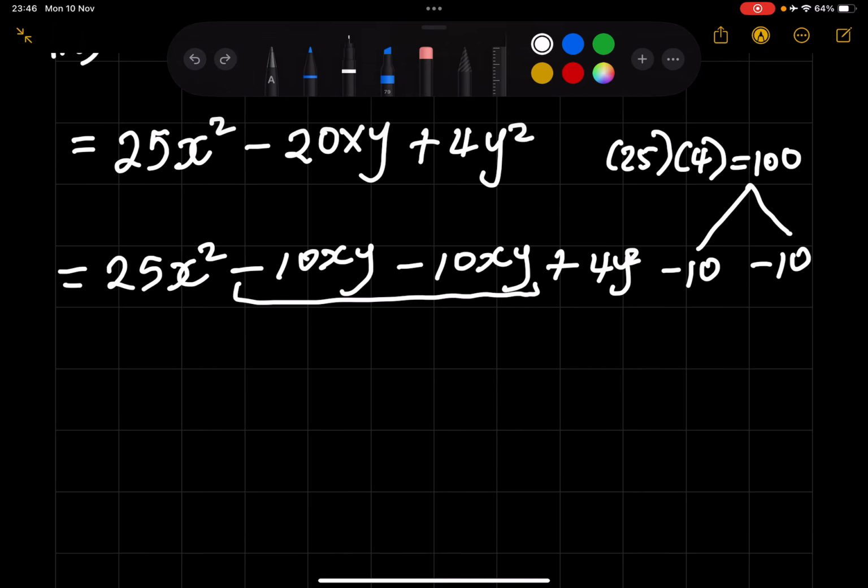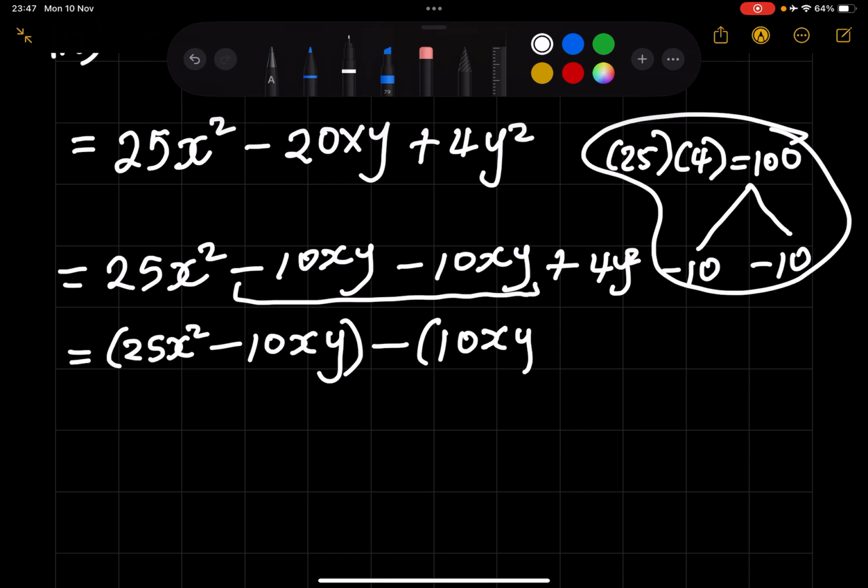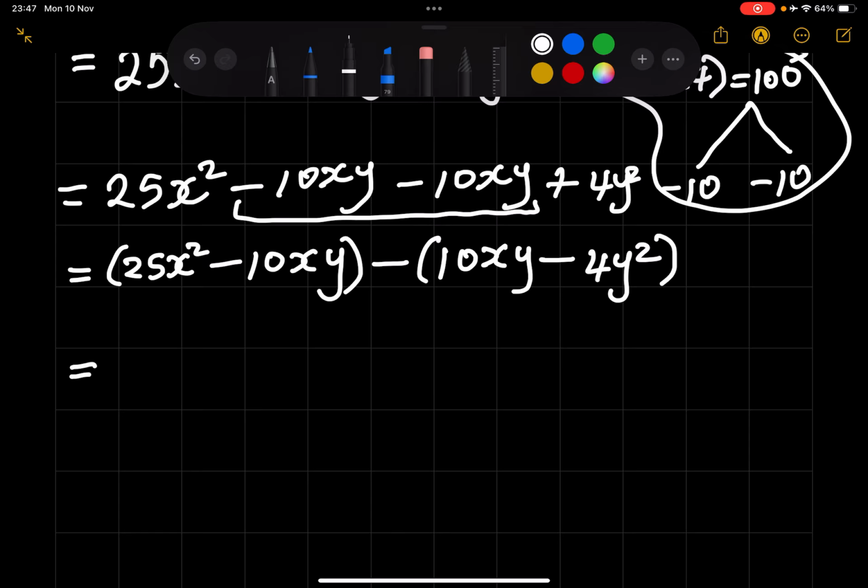So this part here we don't actually need. Now we group them. The first group will be 25x squared minus 10xy. Then I'm taking a negative out, so I have 10xy. Because I have a negative in the middle, this sign must switch, which is 4y squared. Now the first bracket, if you check properly, 25 and 10, the common factor is 5. Then x squared and x, the common factor is x. So the highest common factor is 5x. Then here we'll be left with 5x minus 2y.